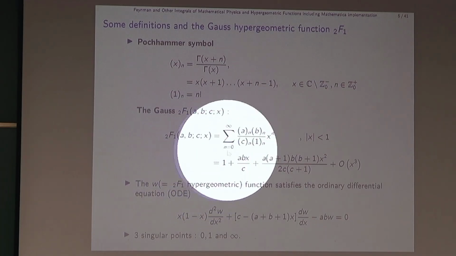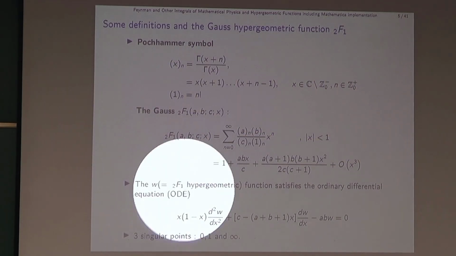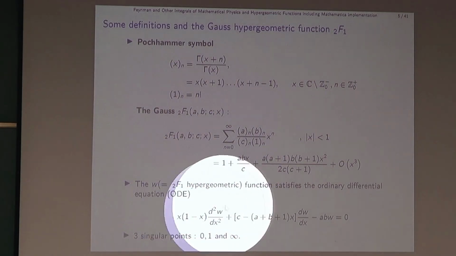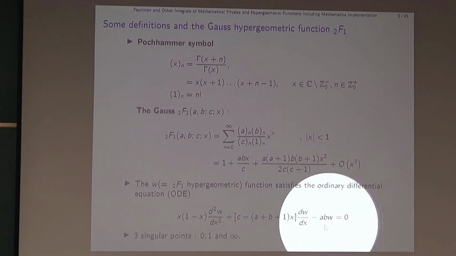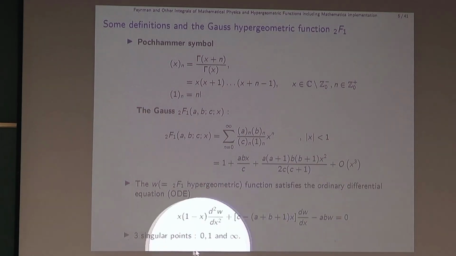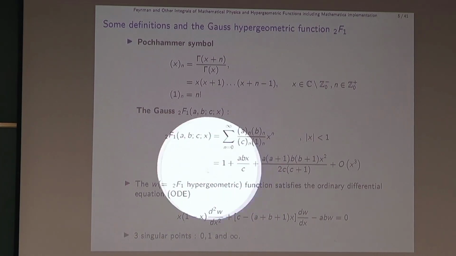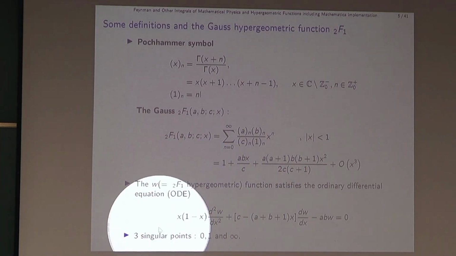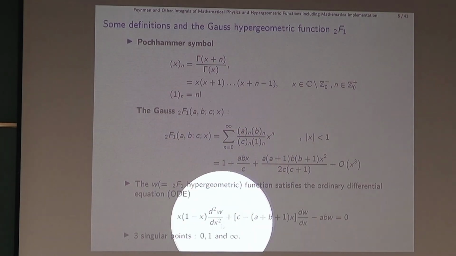And this obviously has to satisfy a differential equation, otherwise it doesn't make any sense why we should study such a thing. And here is the differential equation that it satisfies. It's a second order differential equation like so, which involves all these parameters A, B, and C. And then we also have to search for the singular points of this differential equation. And in this case, by just inspection, you can figure out that they are 0, 1, and infinity.